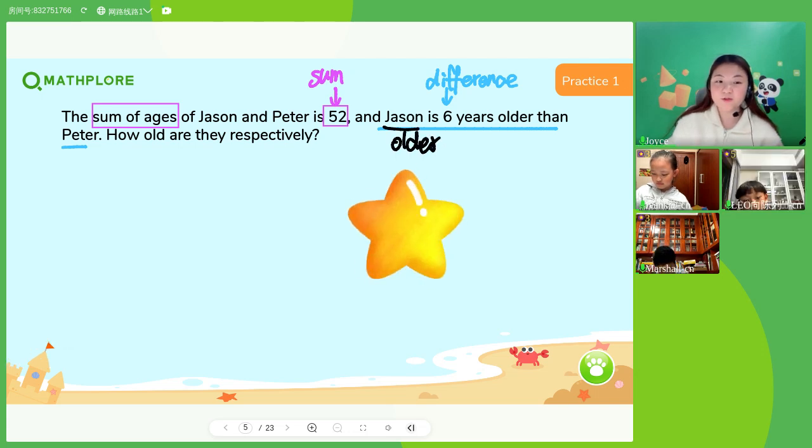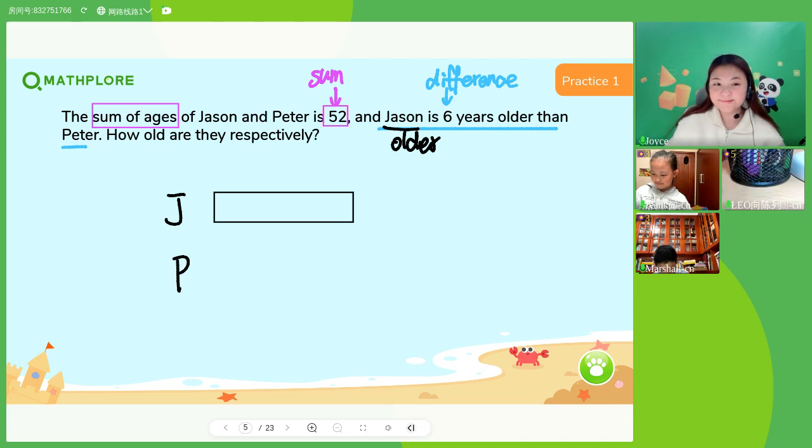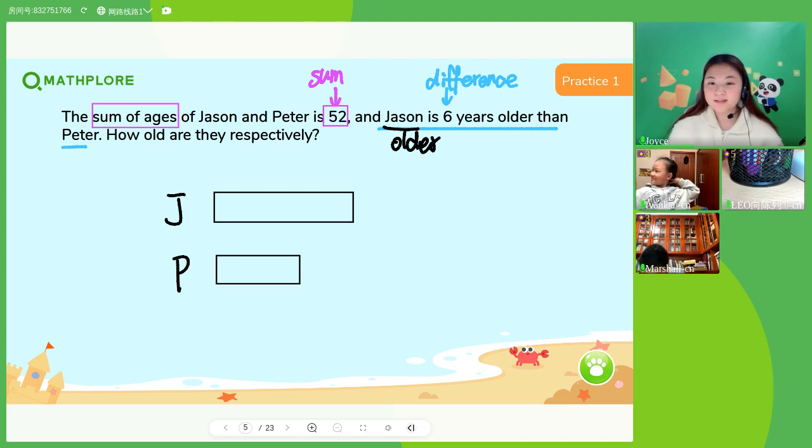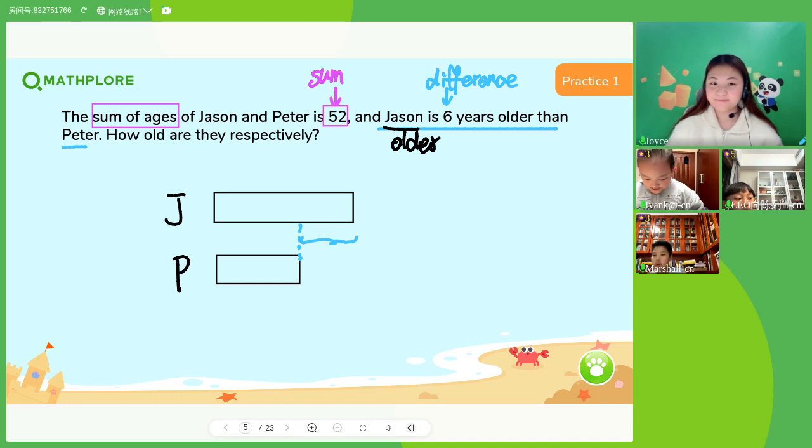Jason is older, so that's enough. These are the things we need to draw the model. So remember, guys, who is older? Jason is older, so we draw a longer segment for the older person, right? Then what about Peter? Just draw a shorter one. Can you see? Look at the board. We can mark the difference out. We know the age difference between them is how many? The age difference between them is 6. Right? And what's the sum? We mark the sum here. What's the sum? 52. Good job.